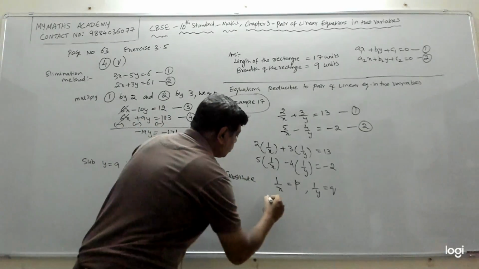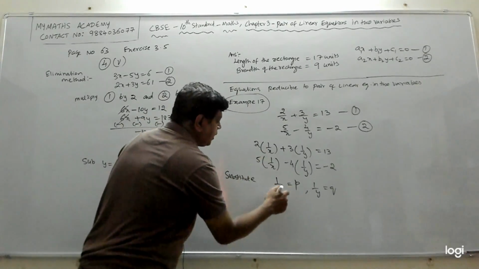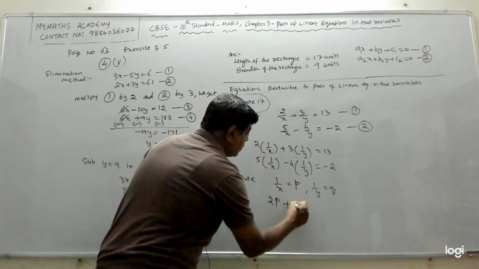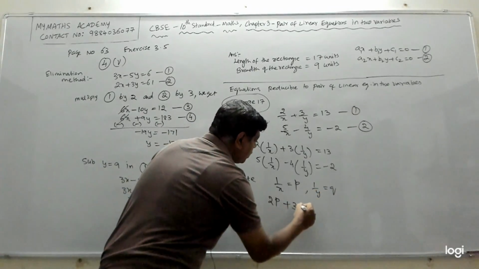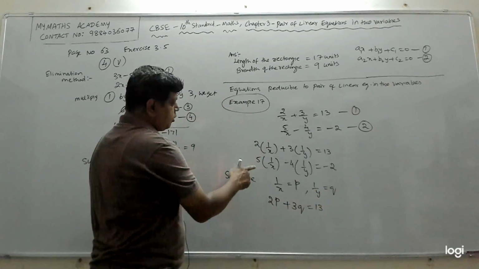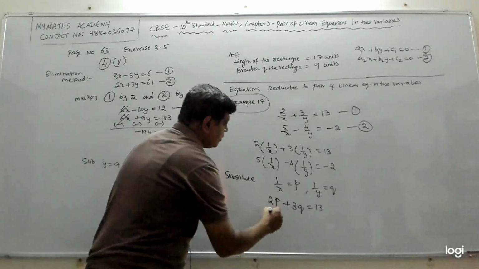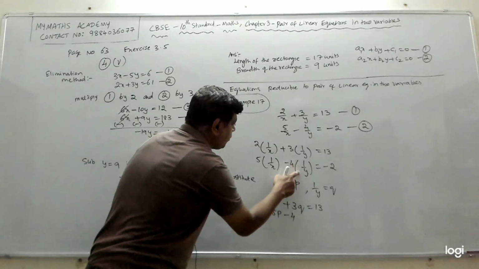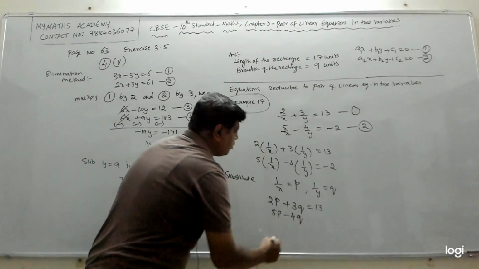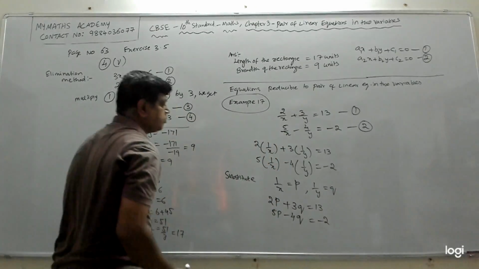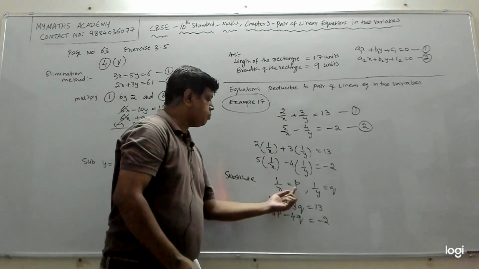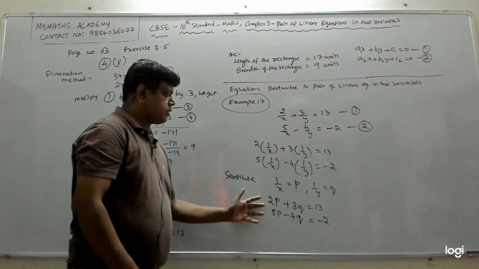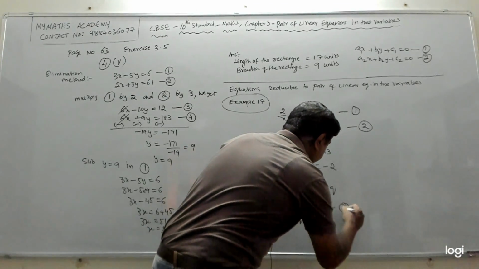Then what will this become? So 2 into 1 by x, 1 by x will become p, so 2p, plus 3 into 1 by y, 1 by y is q, so 3q equal to 13. Then again, 5 into 1 by x, 1 by x is p, so 5p minus 4 into 1 by y, 1 by y is q, so 4q equal to minus 2. Right? So wherever 1 by x is there, we have put p. Wherever 1 by y is there, we have put q. Then the equations become like this. Now I call these 3 and 4.